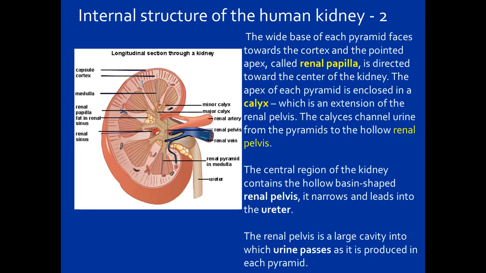Okay, so the wide base of each pyramid faces towards the cortex, and the pointed apex of each pyramid, called the renal papilla, is directed towards the center of the calyx. The apex of each pyramid is enclosed in a calyx, and the calyx is an extension of the renal pelvis. The calyces channel urine from the pyramids to the hollow renal pelvis.